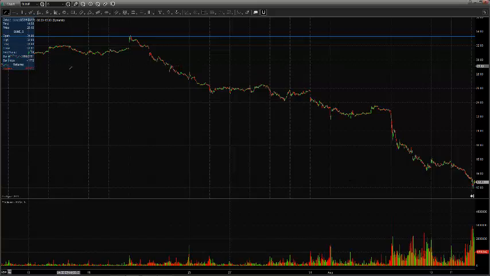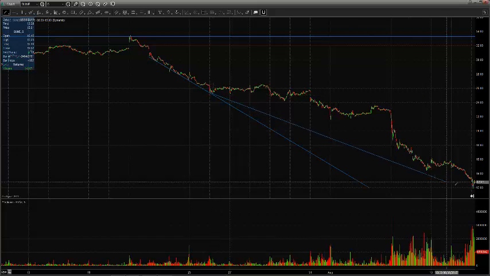If you find it on a 60-minute chart, think about the range a 60-minute chart is going to trade versus a 5-minute chart or 1-minute chart, okay?